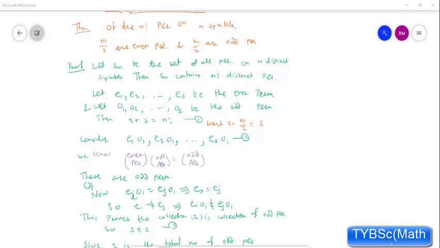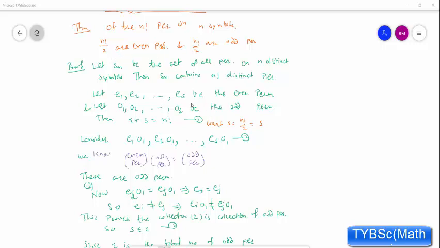As per the statement given in the theorem, we have to prove that the value of R is n factorial divided by 2, meaning n factorial by 2 are odd permutations, and we also have to prove S equal to n factorial by 2, meaning n factorial by 2 are even permutations.